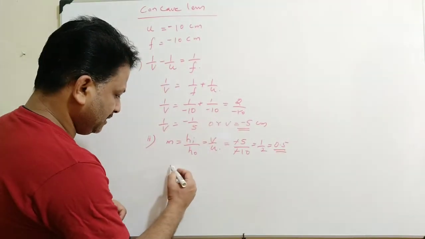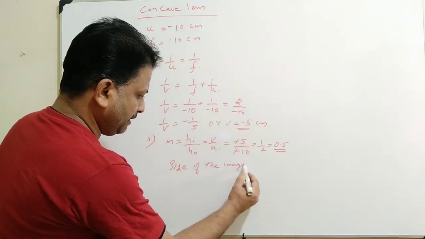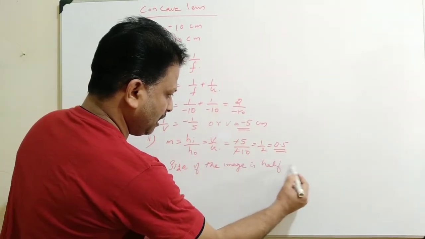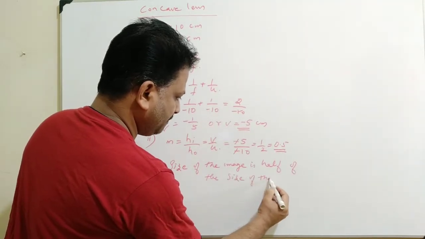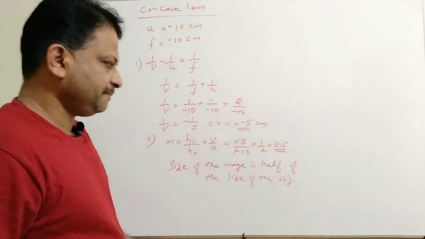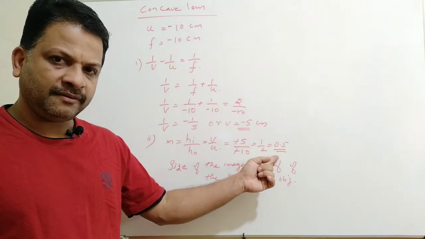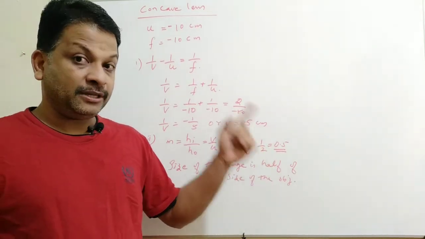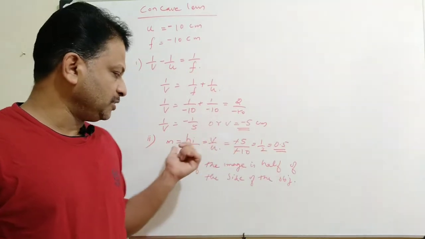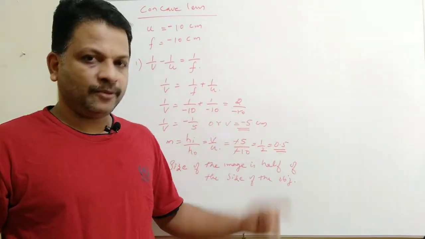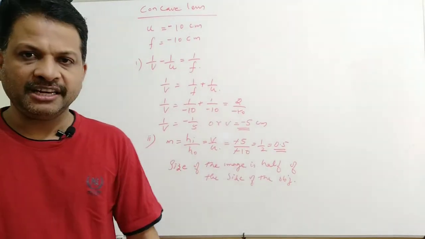So it means that the size of the image is half the size of the object. Clear? One more add-on question: the value of magnification is positive. So we can conclude about the nature of the image that it is virtual and erect. For a virtual erect image, magnification comes out to be positive. Though it is not in the question, we can predict the nature of the image by looking at the value of magnification.